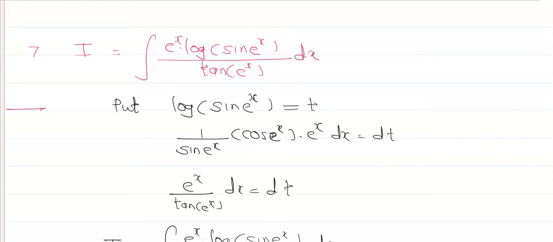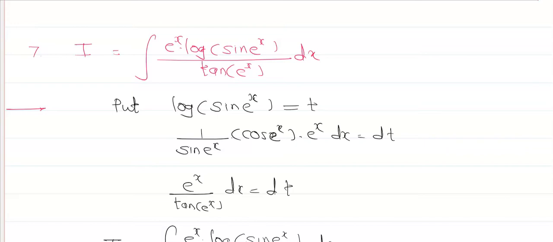Now I is equal to the integral of e raised to x log of sin of e raised to x upon tan of e raised to x into dx. Now, what is my substitution? Now my substitution is log of sin of e raised to x is equal to t. What's its derivative? 1 upon sin of e raised to x. What's the derivative of sin of e raised to x? Cos of e raised to x. Again, what's the derivative of e raised to x? e raised to x into dx is equal to dt.